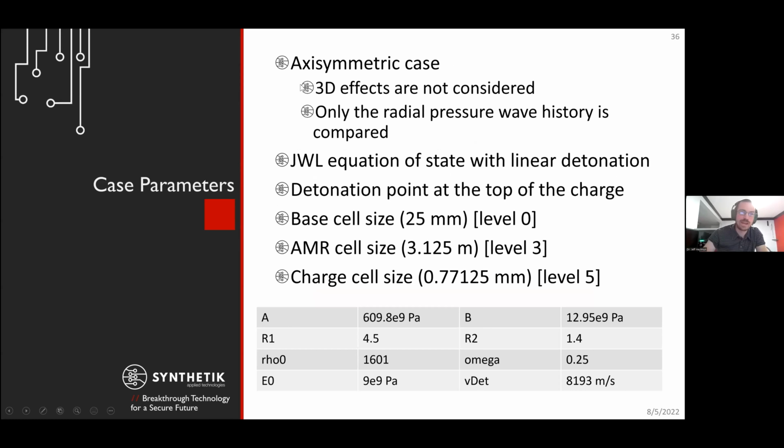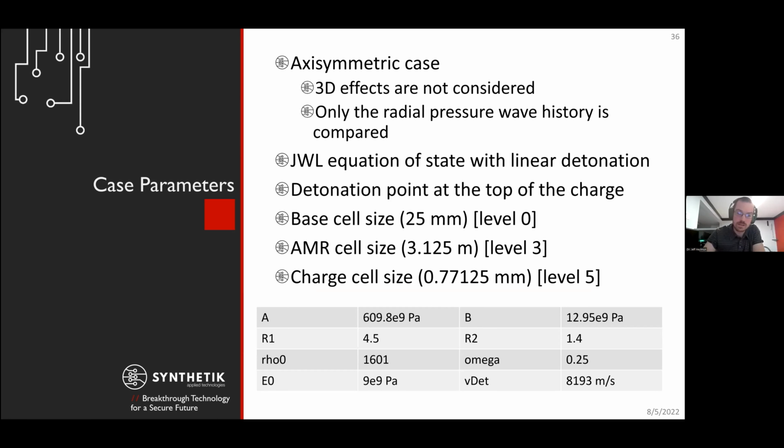This is actually just going to be an axisymmetric case, so we're not looking at 3D effects. We basically want those volume effects to make sure that we're correctly dissipating energy, but we don't really care about 3D effects for this case. So we're really only looking at that radial pressure movement. This is going to be the standard JWL equation of state. We're using a linear detonation model, and as I said, we're detonating this from the top point of the charge. So rather than the center, it'll be the top.